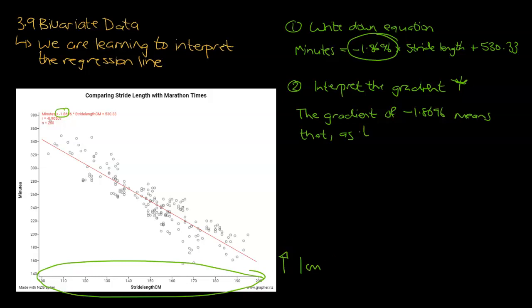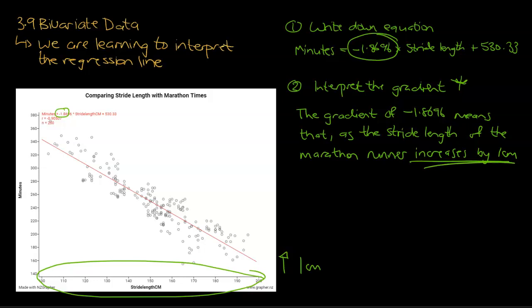As the stride length of the marathon runner increases by 1 centimeter, and just a reminder, the first one is always increasing by 1 centimeter, we would expect the time taken, or the minutes. Let's do time taken because that's better language. Time taken in minutes to decrease.